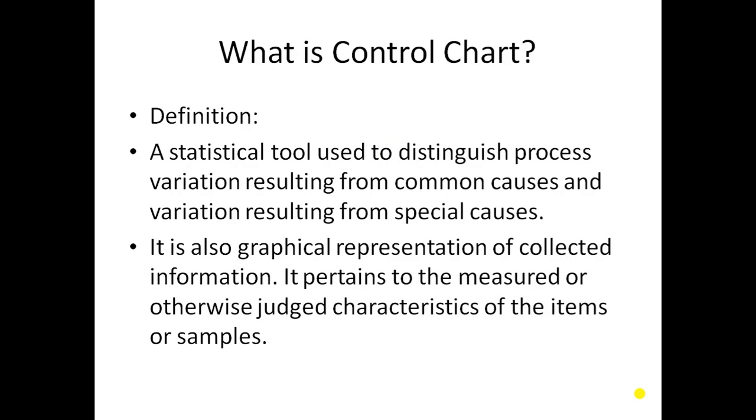Now first let us discuss what is a control chart. A control chart is a statistical tool used to distinguish process variation resulting from common causes and variation resulting from special causes. It can also be called the graphical representation of collected information, and it pertains to measured or otherwise judged characteristics in the items of samples.